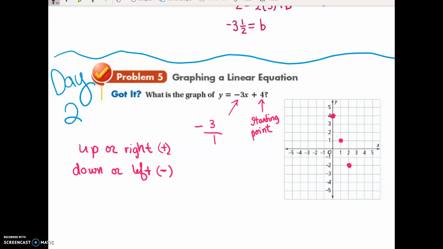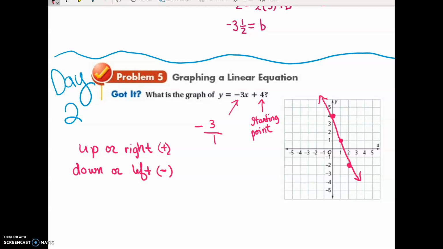I could also go up 3 units and then left 1, but you can see that I'm now going off the grid. So I would prefer that when you're doing your rise over your run, you keep it on the graph paper that is given. That just makes it a little easier when we're graphing. Then I would connect those together and there is my line. So I have graphed the equation y equals -3x plus 4.